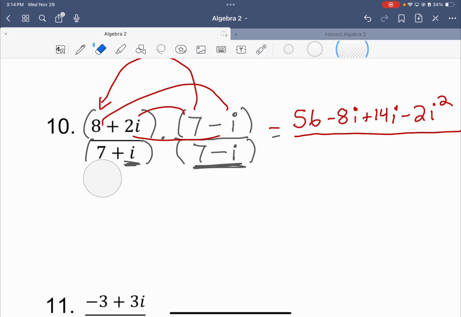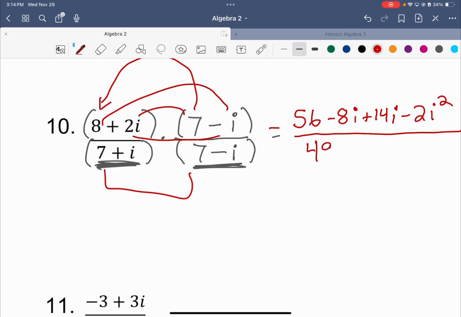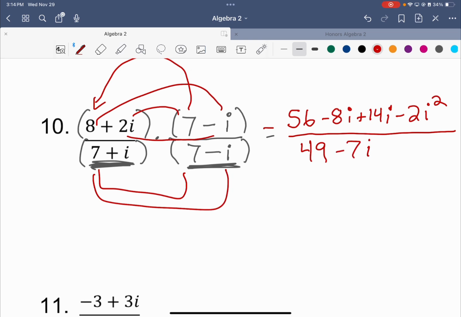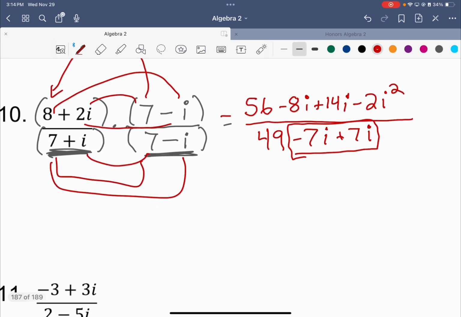In the bottom, you don't use an eraser. 7 times 7 is 49. 7 times negative i is negative 7i. And then inside is i times 7, which is positive 7i. And that's the exact reason why we have to change the sign, because now that middle term goes away. That's why we just change the sign, nothing else. Just change the sign, nothing else. Minus i times i is i squared.